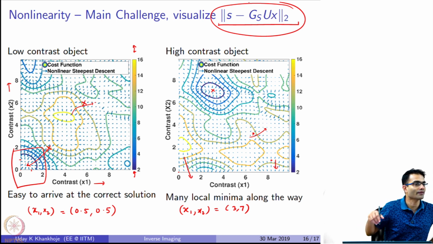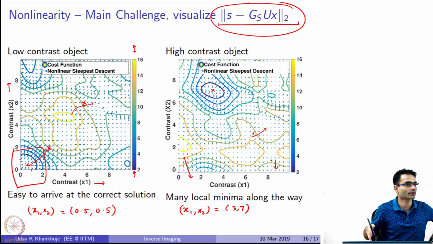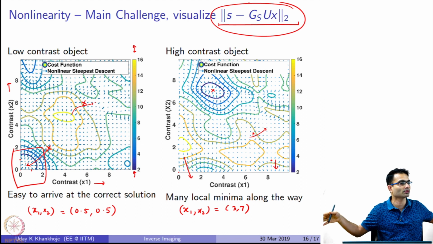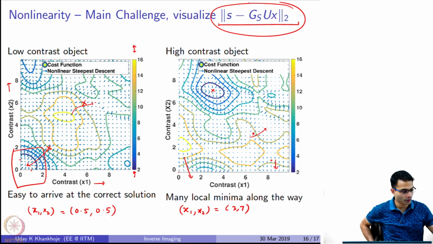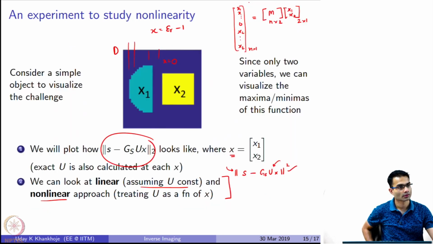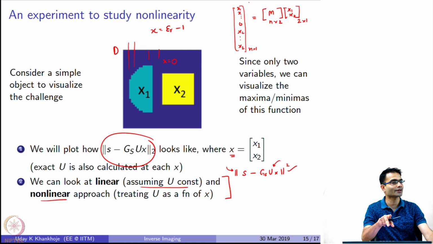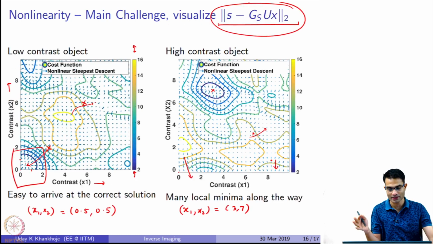So, in real life I will never have access to this, because first of all it will be maybe a 10,000 variable problem. So, how do I visualize 10,000 dimensions? Yeah, this is for this case only. For this case, all I had to do was make x1 x2 from half, I made it 3 7 and boom, I am in deep trouble. I have no good way of knowing where to go.